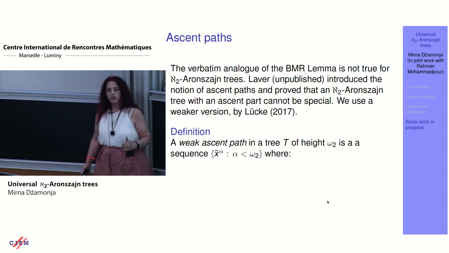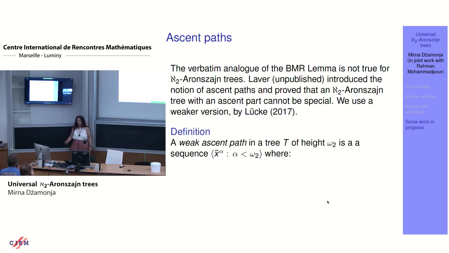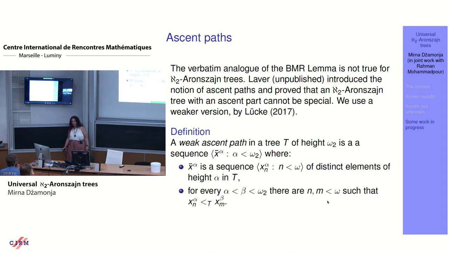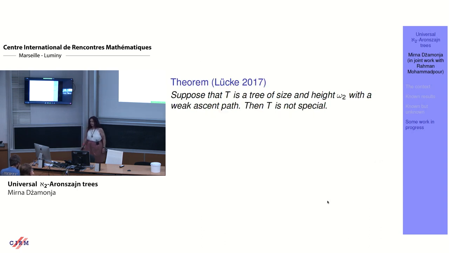So it's a sequence of length omega 2 of some small sequences. Each one of those x alpha is an omega sequence. So now we're replacing finite by countable. Countable sequence of distinct elements, all of the same height in your tree. And they behave the opposite of the BMR lemma. That is, for every alpha and beta, alpha less than beta, we can find something in the alpha sequence which is less than something in the beta sequence. So that's a weak ascent path. And what we know about them is this theorem that Lücke proved, that if we have a tree of size and height omega 2 with a weak ascent path, then T cannot be special.